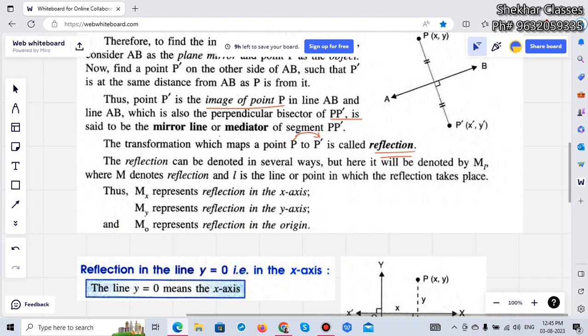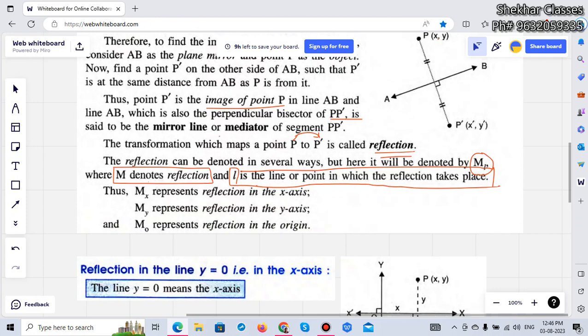The reflection can be denoted in several ways, but it will be denoted by M. You can see the letter M here, right? Fine, or M1 or maybe anything: MX, MY, MO. M stands for reflection, and L, okay, it is ML. L is the line or point in which the reflection takes place. What is this? L. Understood the point here?